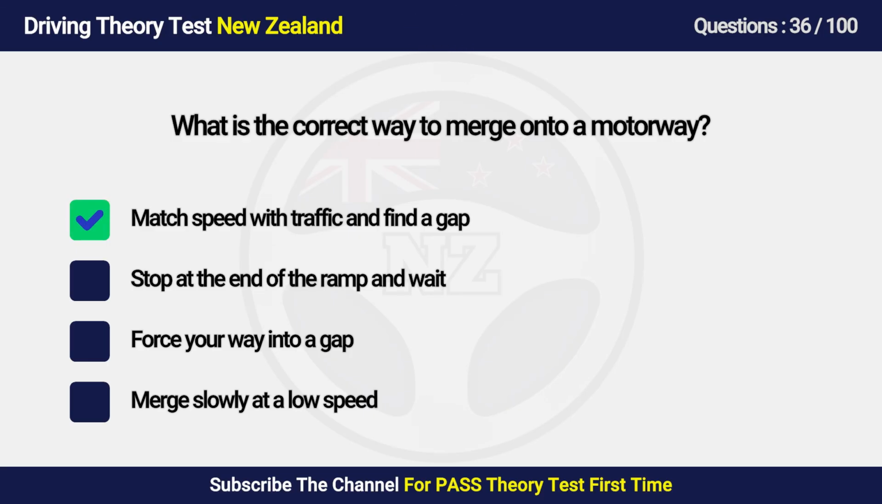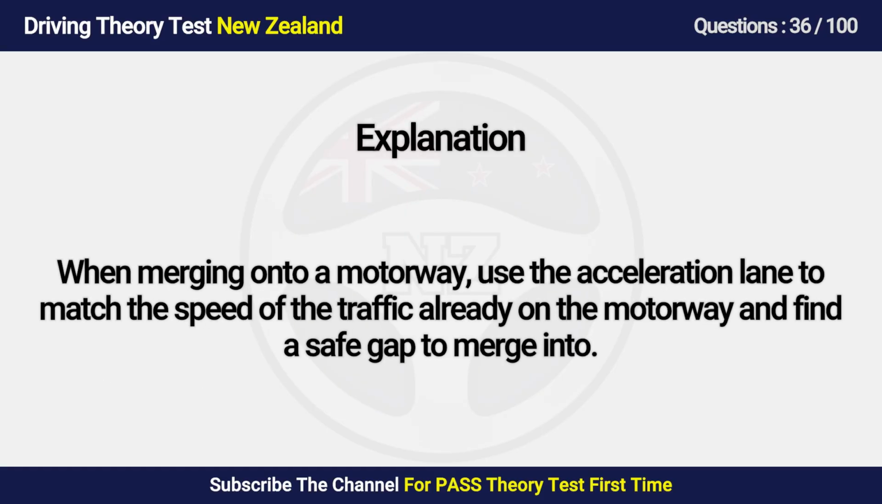Answer is A. Match speed with traffic and find a gap. When merging onto a motorway, use the acceleration lane to match the speed of the traffic already on the motorway and find a safe gap to merge into.